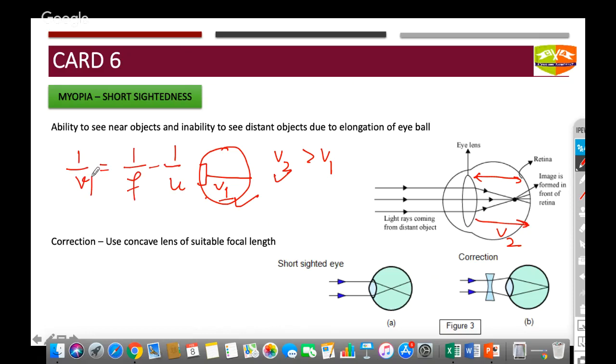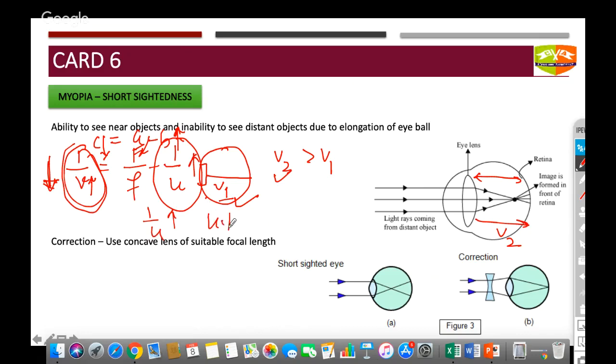If I have to increase V, then I have to decrease 1 by V. So if V is increasing, the denominator is increasing, this fraction 1 by V is decreasing. For decreasing, this particular portion has to be more. A larger number has to be subtracted from here. If C is equal to A minus B, if I have to decrease C, I have to increase B. So if A is constant, a larger number is getting subtracted. So 1 by U has to increase. If 1 by U is increasing, it means that U is decreasing. And how does U decrease? The length from infinite decreases to some finite length with the help of a concave lens over here.